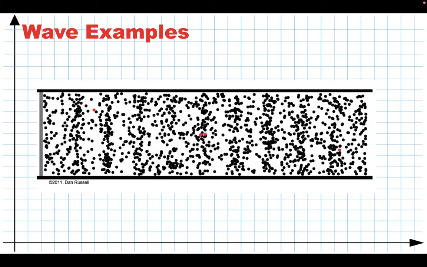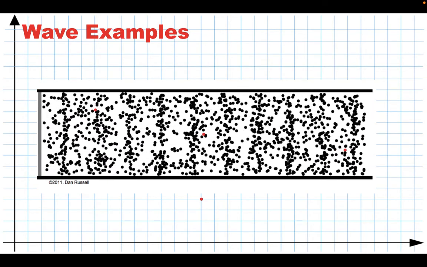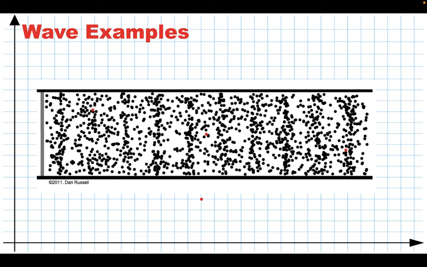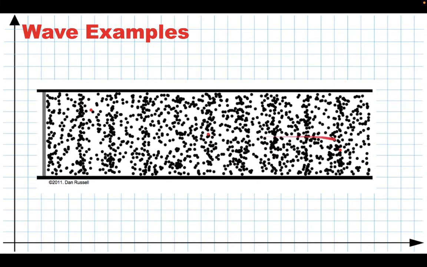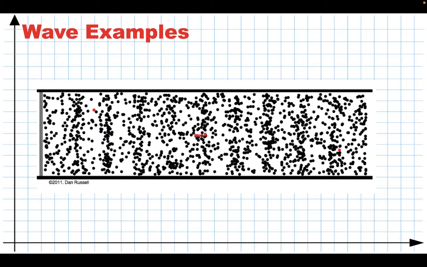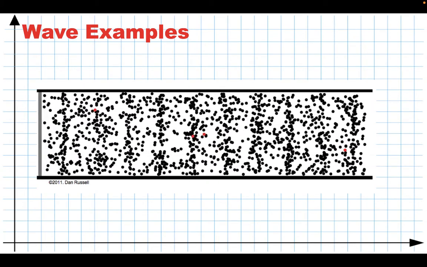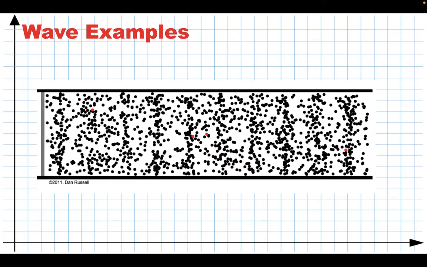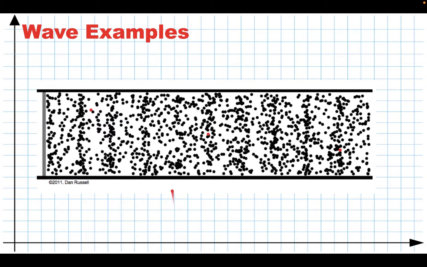Focus on this little red dot right here, and you'll see it goes to the right and then the left, and then to the right and then to the left. It doesn't move down the pipe. This dot doesn't end up all the way down here. It just moves back and forth, but in the same direction as the wave. And so that is what we call a longitudinal or a compression wave, and sound is a good example of that one.